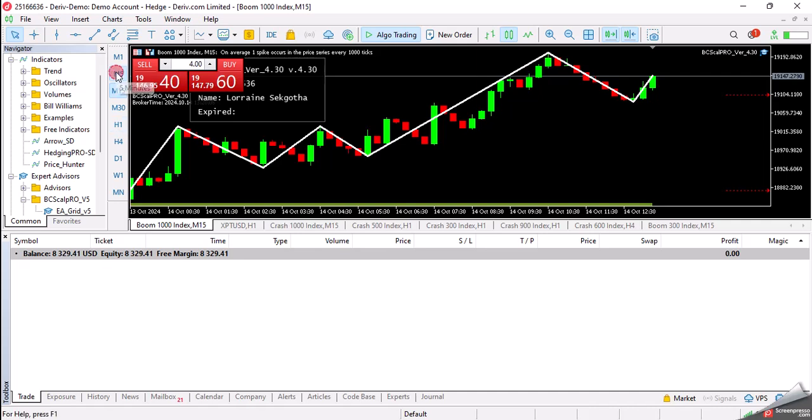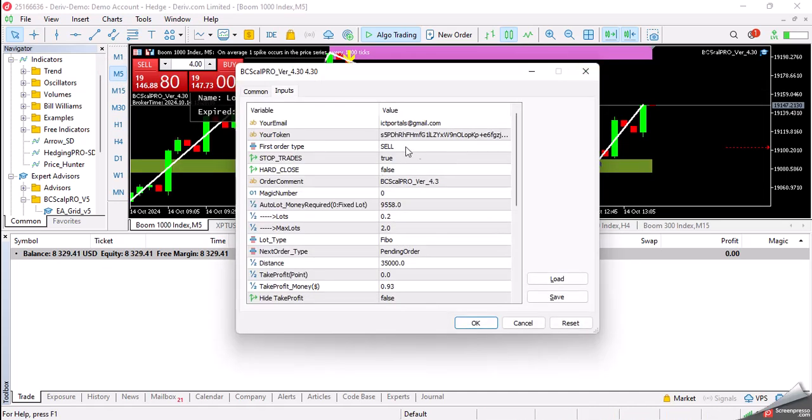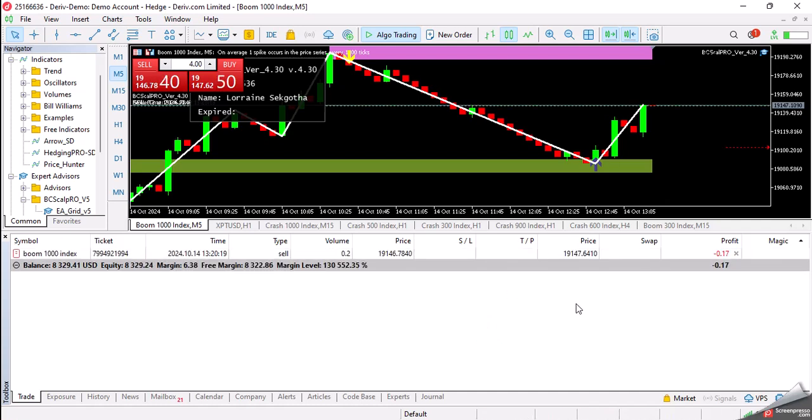I'm going back to 5 minutes, then I'm going back to my robot. F7 on my keyboard will bring out the robot setting. Then I'll take stop trade to false. Okay, what happened? The robot starts resuming the job. See, it's back to work.